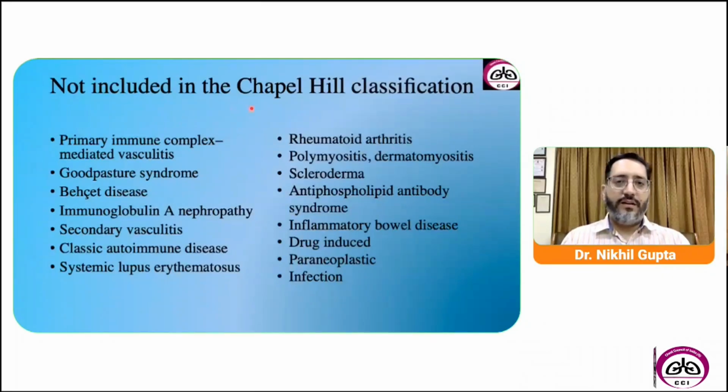These are the vasculitides not included in the Chapel Hill classification, including Goodpasture's, Behçet's, polymyositis, dermatomyositis, APLA, inflammatory bowel disease, and drug-induced or paraneoplastic syndromes.